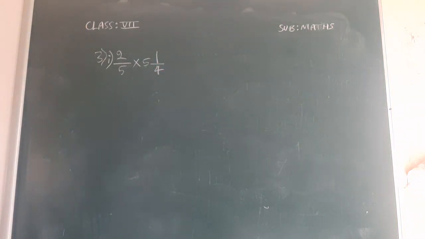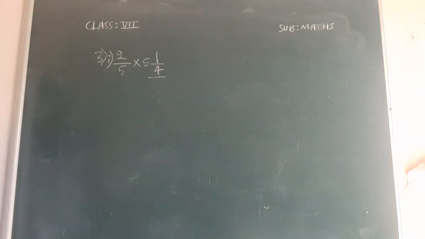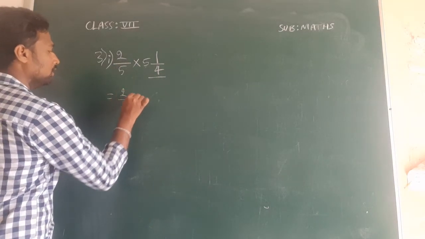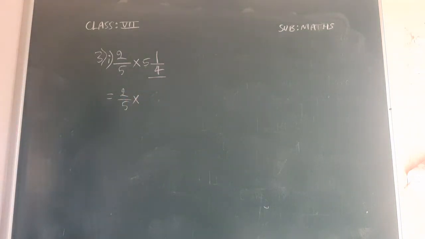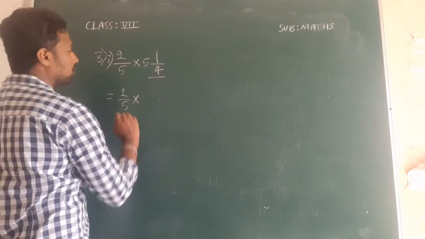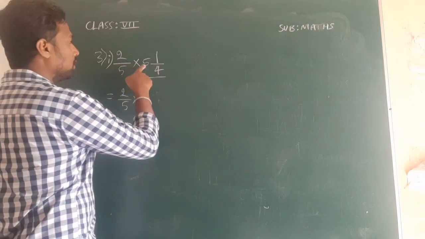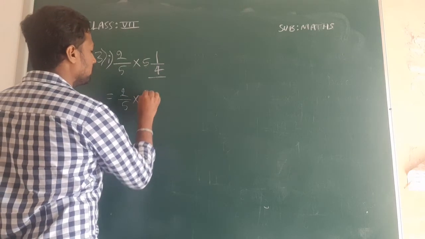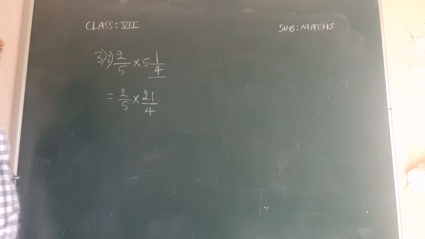So how to multiply this? As you already know, first you have to convert this mixed fraction to an improper fraction before multiplying. So first I will write 2 divided by 5 as it is only. Next I have to convert this mixed fraction to an improper fraction. So now 4 into 5 means 20. Here first you have to multiply, 4 into 5 means 20. Then you have to add here, 20 plus 1 means 21. 21 divided by 4. Okay.